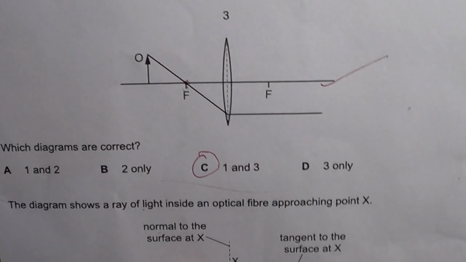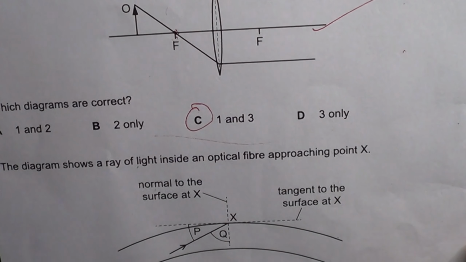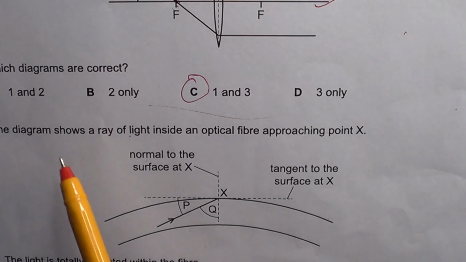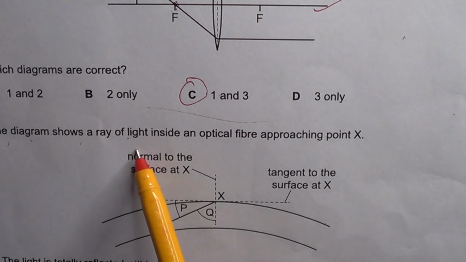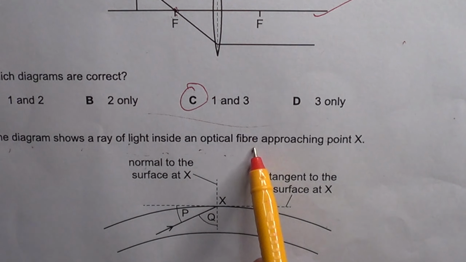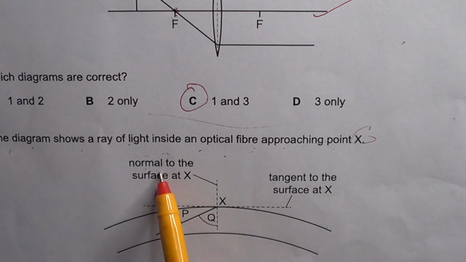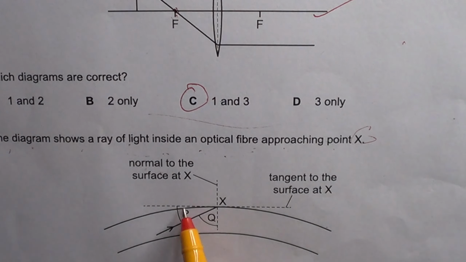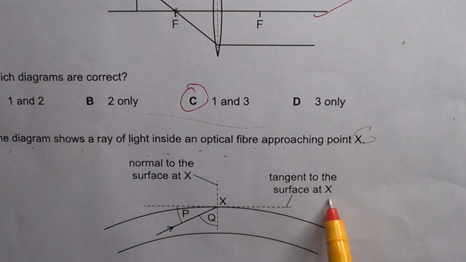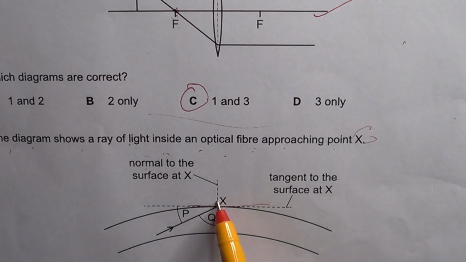Another question we are being asked is that the diagram shows a ray of light inside an optical fiber approaching the point X. Then we have the normal to the surface and the tangent to the surface at X. Now this one is the tangent, and the normal, they make an angle of 90 degrees.